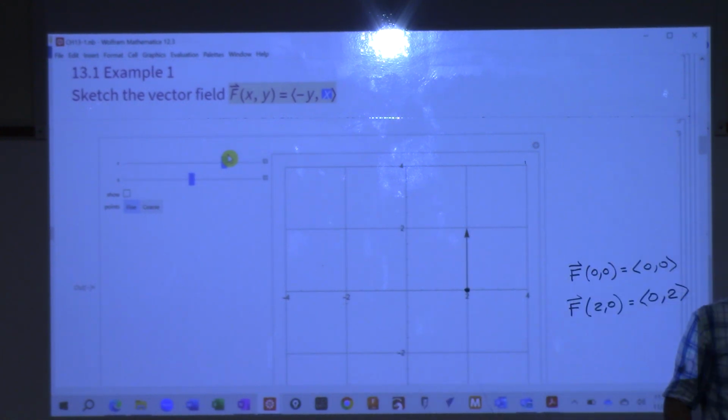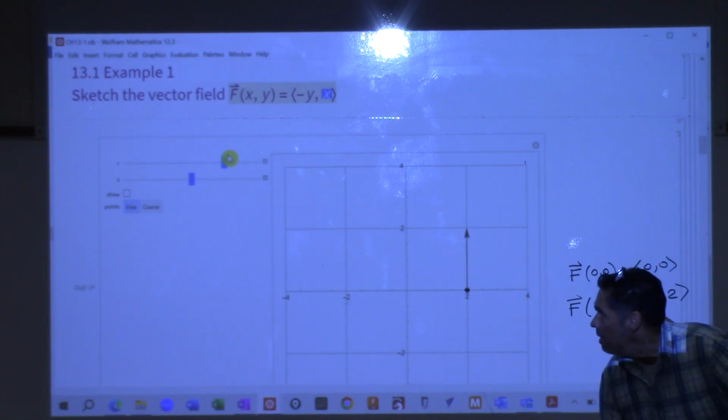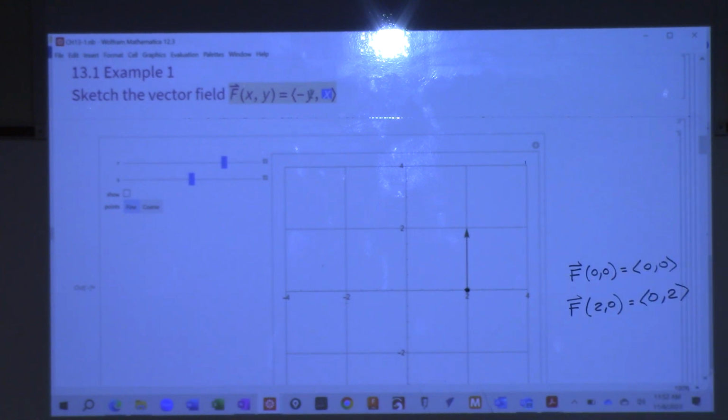Why are the y and x reversed? I made up a vector field. Yeah, that's a completely made up vector field. It's just like, hey, let's try that, see what it looks like. Let's see what happens if we change this.